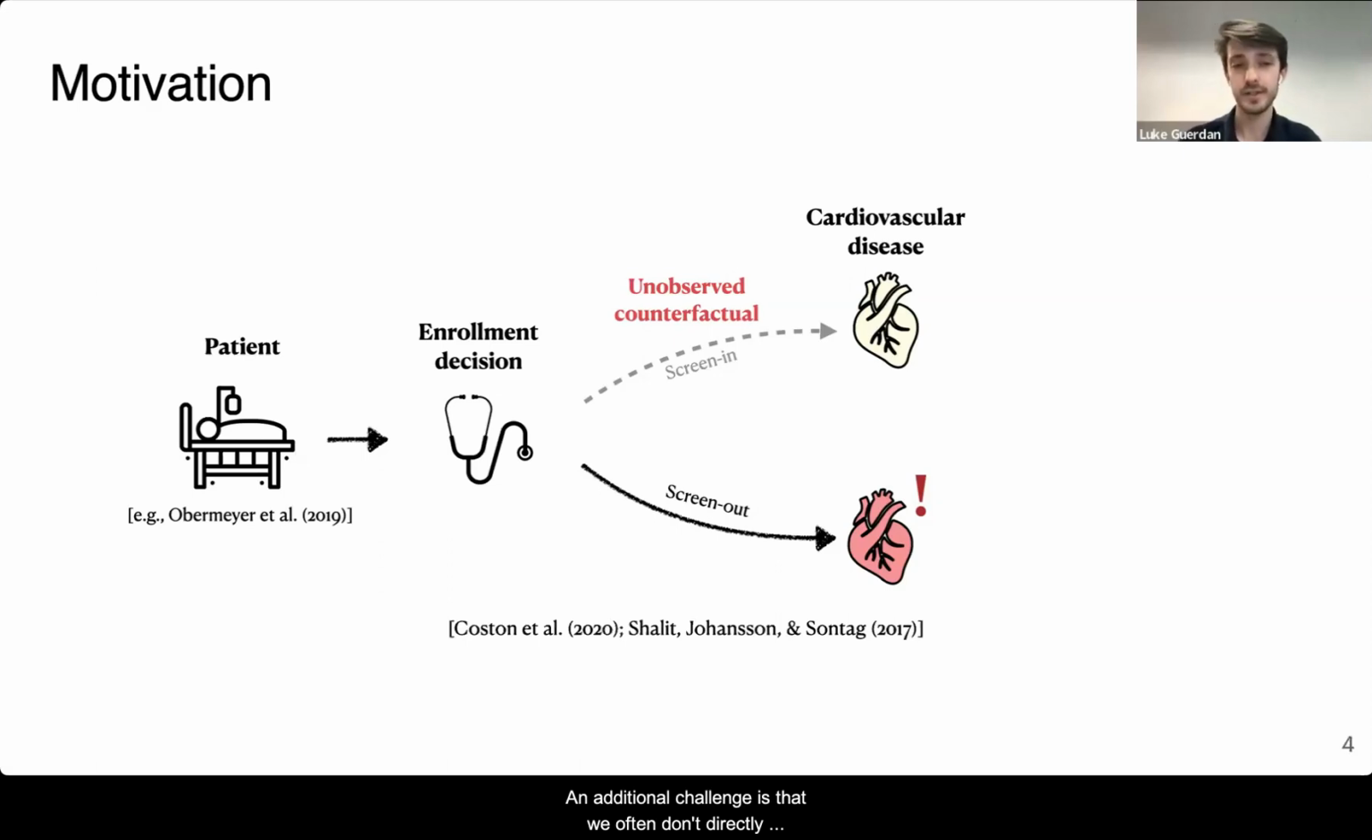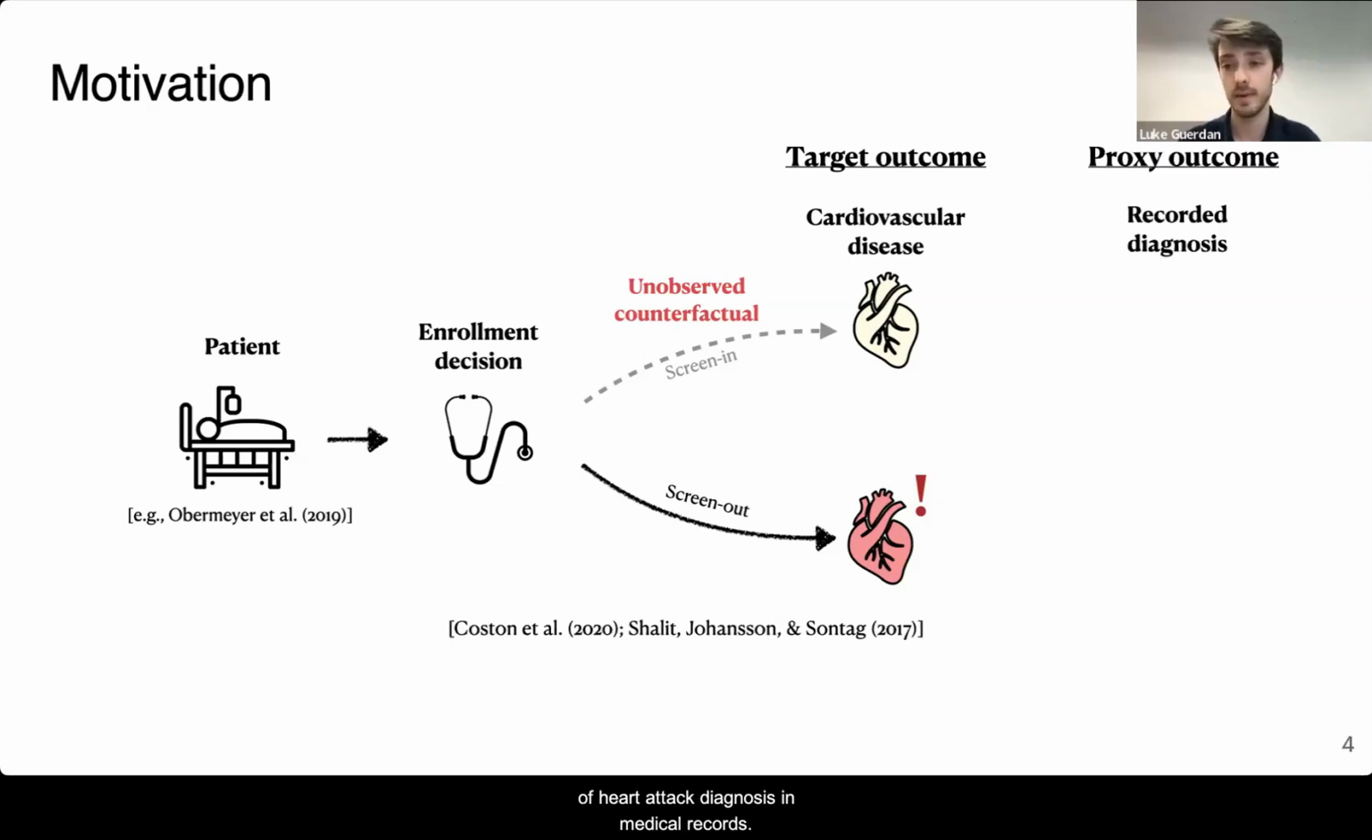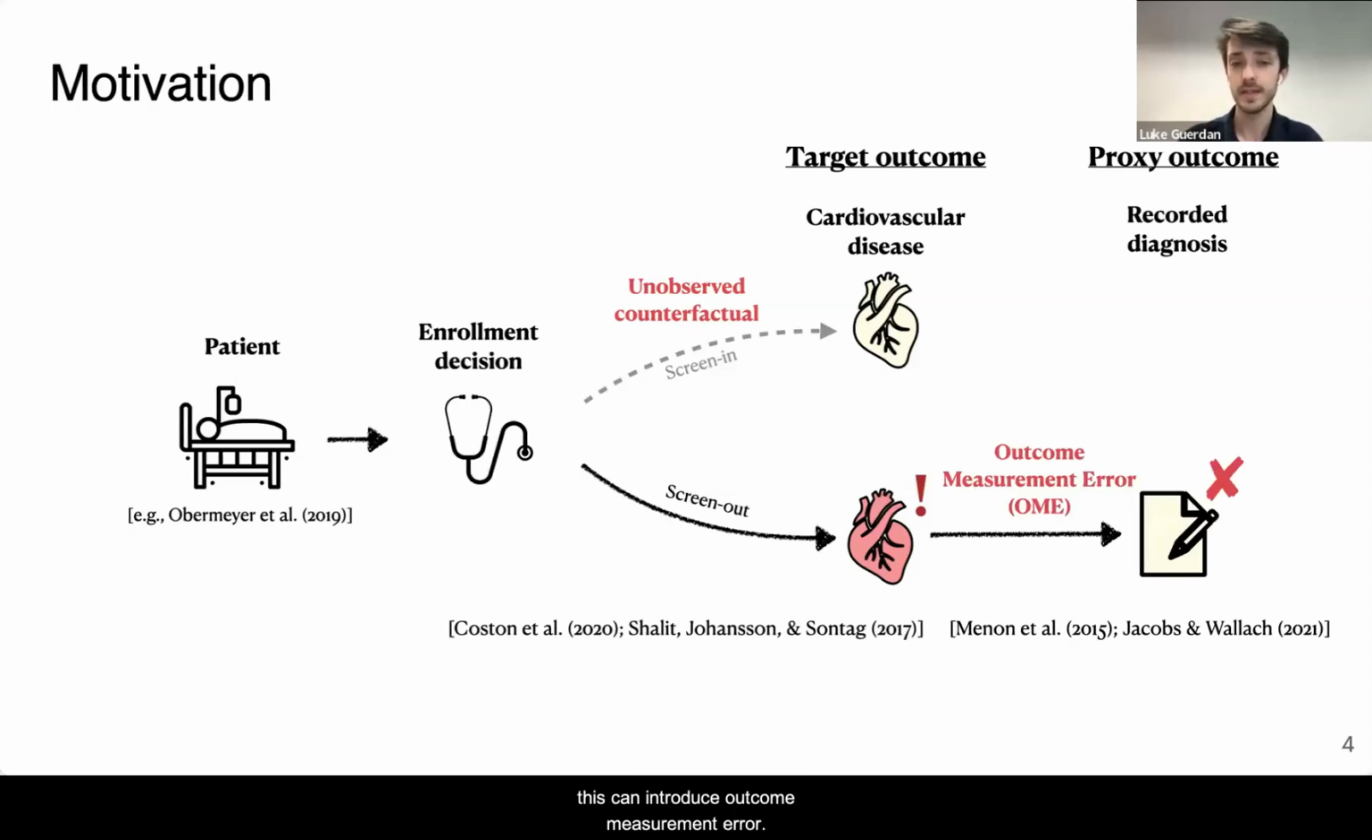An additional challenge is that we often don't directly observe the target outcomes of interest to physicians and model developers. For example, while a doctor might be interested in assessing the risk of a target outcome, such as biological heart attack, in practice, we observe a proxy consisting of heart attack diagnosis in medical records. Because heart attacks can be misdiagnosed, this can introduce outcome measurement error.